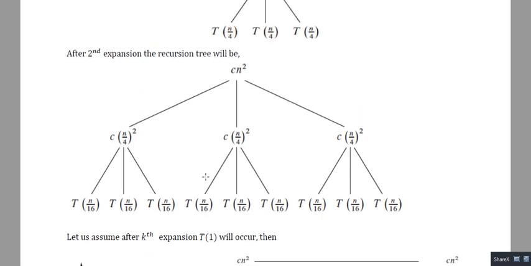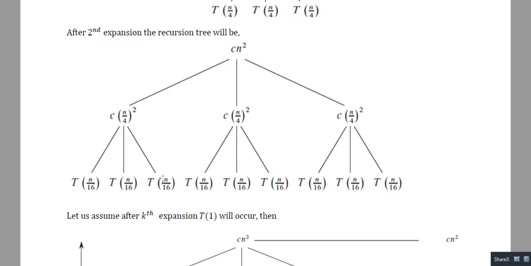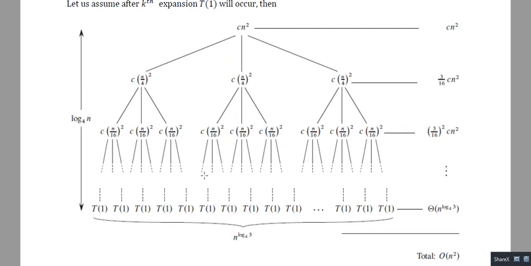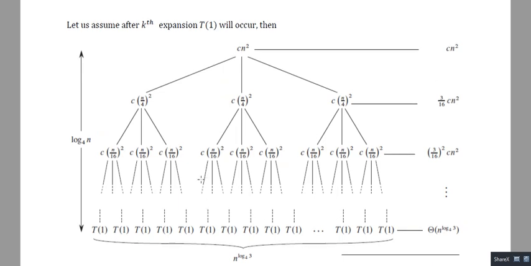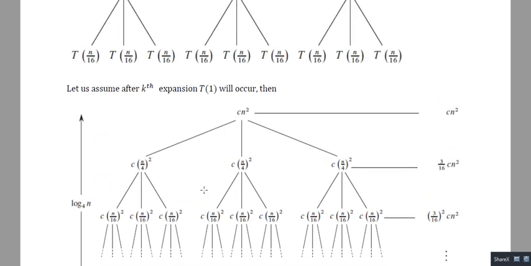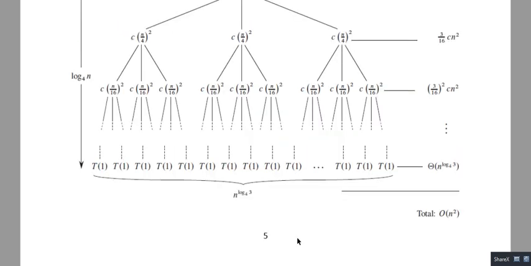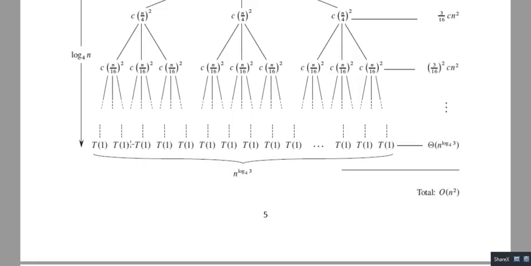So this is the scenario after the second expansion. So we will assume a tree after the kth expansion and see how it will look. So this is the case after the kth expansion, and we are assuming that after the kth expansion we get the final leaf node as 1. Or we can say the last level will be n by 4 power k.